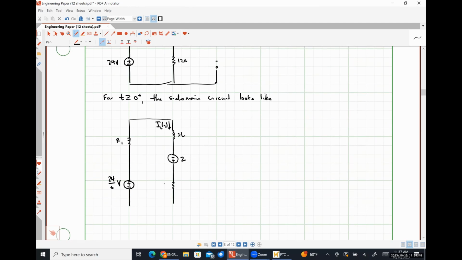And then down here, we're going to have our resistor R3. Over here to the right, I have the impedance of my capacitor, 1 over SC. And then the voltage drop across here is representing the initial condition. So this is going to look like 12 over S volts.